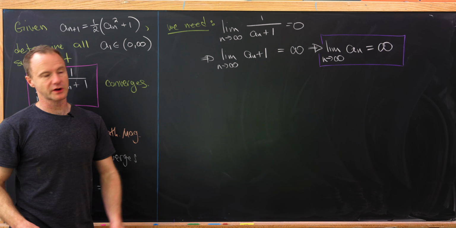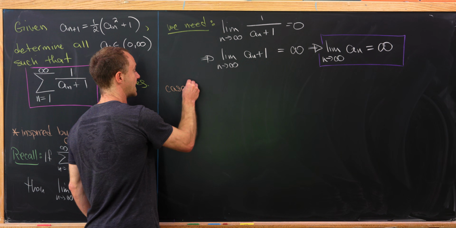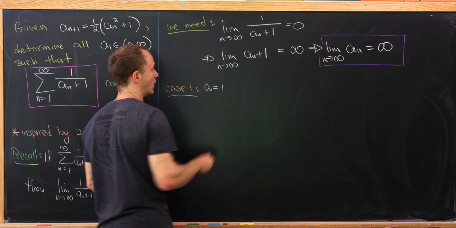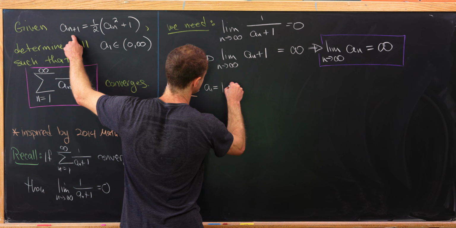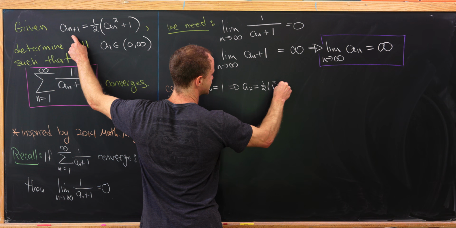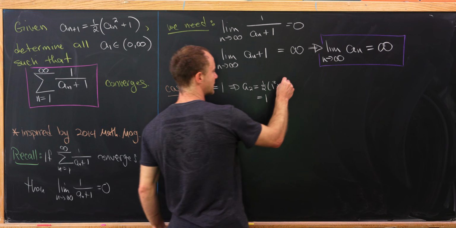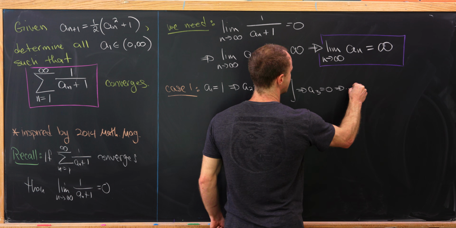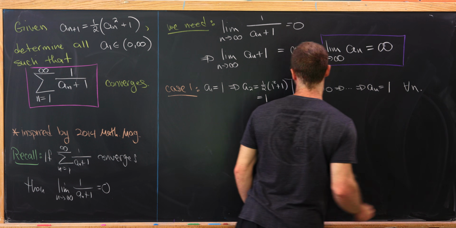Now moving forward, we're going to break this into a couple of cases. So case 1 will be the case when a_1 equals 1. But notice if a_1 is equal to 1, by our recursion, that tells us that a_2 is equal to a half times 1 squared plus 1, which itself is equal to 1. But then we can apply the recursion again and see that a_3 is equal to 1. And in fact, that means that a_n equals 1 for all n.